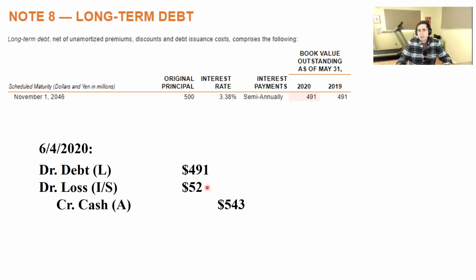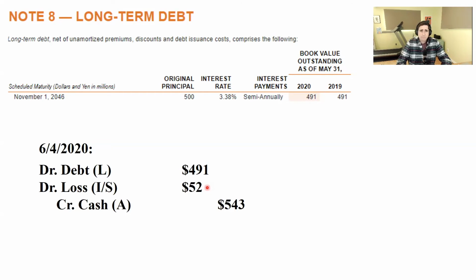Now, is this an economic loss? No, this is not an economic loss. You wouldn't advise Nike not to do it. Hey, you know, you're going to lose $52 million if you do this. That's not true. Nike is essentially buying an asset. They're buying their own bonds, and they're buying it for a fair market value. And so this is not an economic loss.